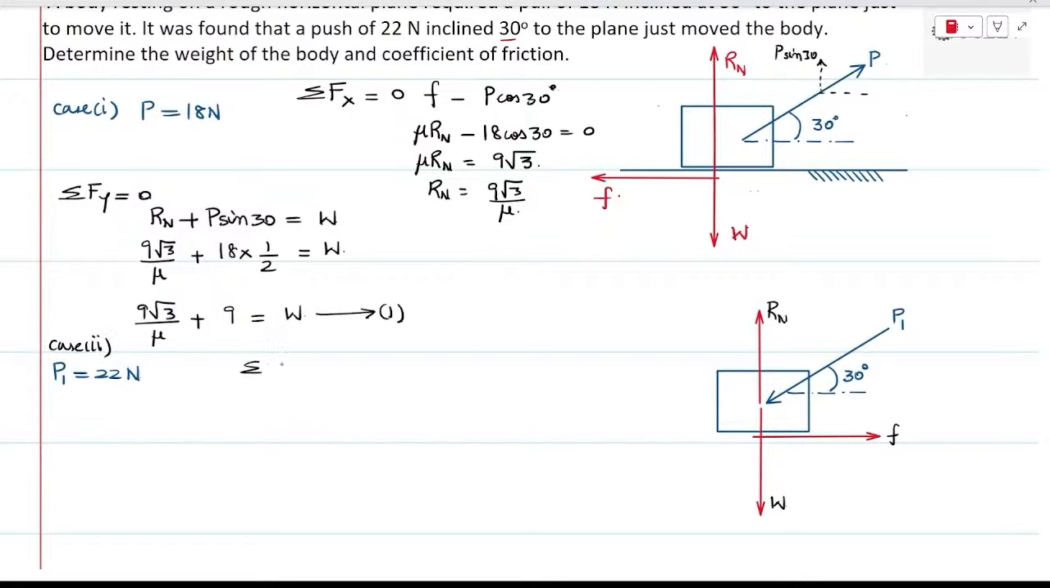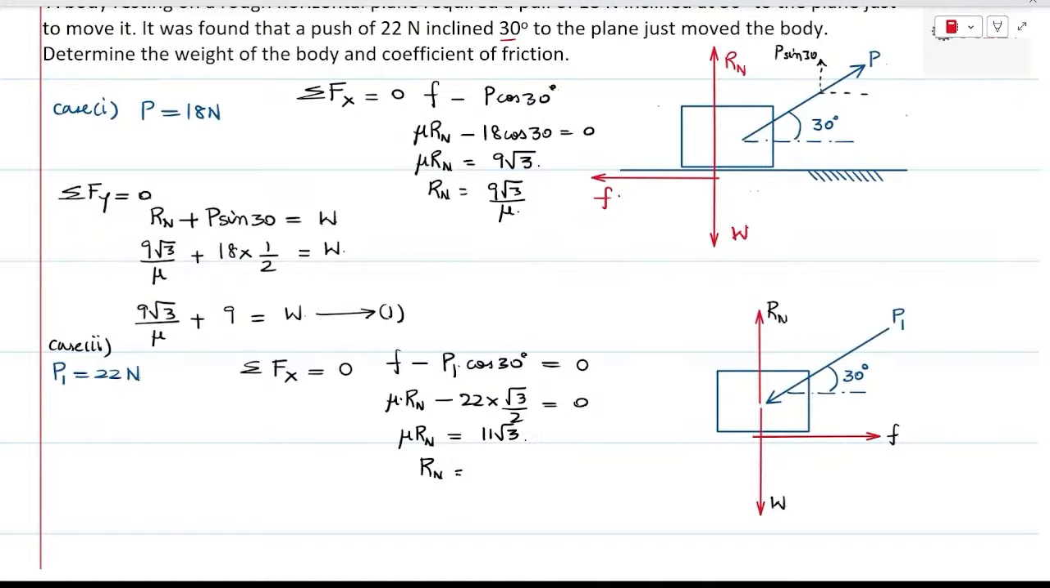if we start with equilibrium of forces in the x direction, that is equal to 0, F minus P1 times cos 30, that is equal to 0. So here we get mu times Rn minus 20 into cos 30, which is root 3 by 2, is equal to 0. So mu times Rn is equal to 11 root 3, or Rn is basically equal to 11 root 3 by mu.